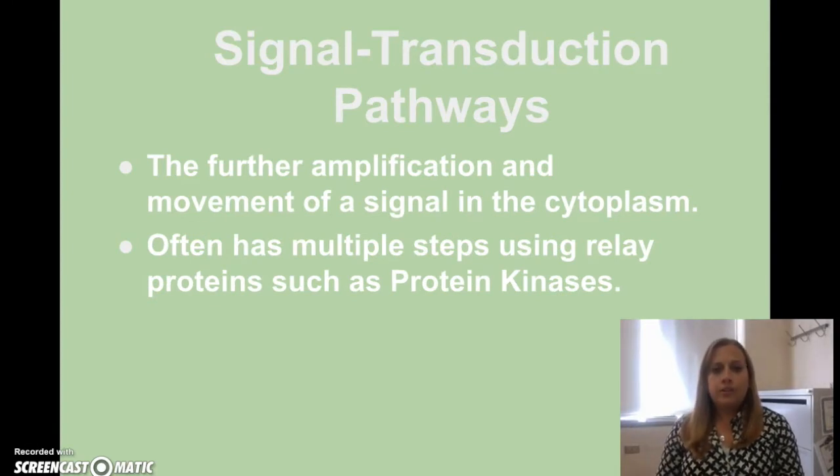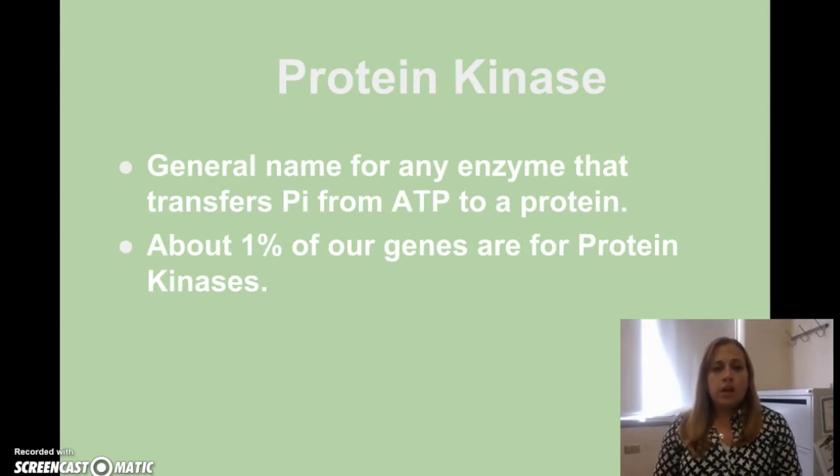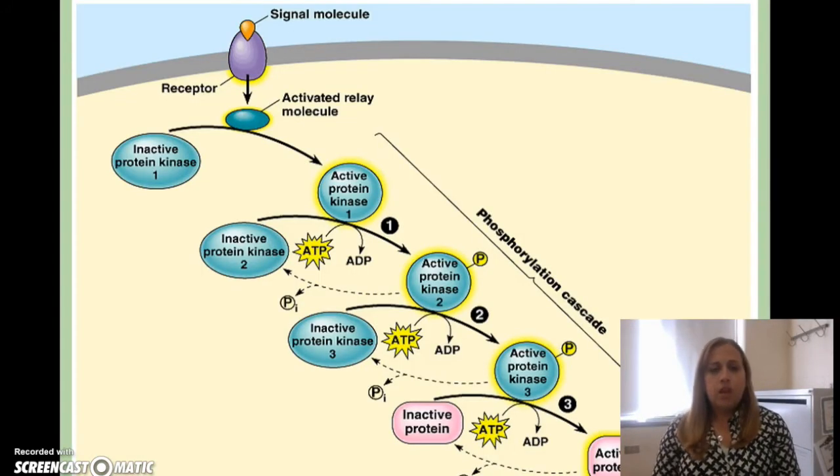All right, we're going to move on to signal transduction pathways, and so these are going to be sort of used to amplify the signal that the cell is trying to send. And there's often going to be multiple steps using relay proteins that we're going to call protein kinases. Protein kinase is just going to be a general name for an enzyme that transfers an inorganic phosphate from an ATP to a protein. And so here we can see out here, we have the signal molecule meeting up with the receptor protein that's embedded in the cell membrane.